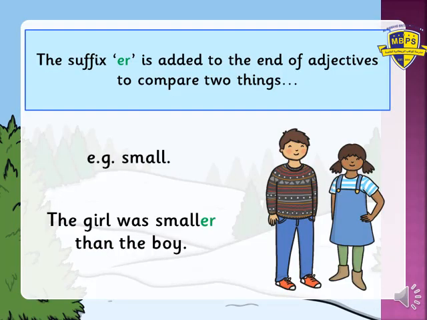Next we have the suffix er is added to the end of adjectives to compare two things. For example, small. The girl was smaller than the boy. When we want to compare two persons, we need to add the suffix er. For example, the root word is here small, and then we will add the suffix er to show the comparison. The girl was smaller than the boy.